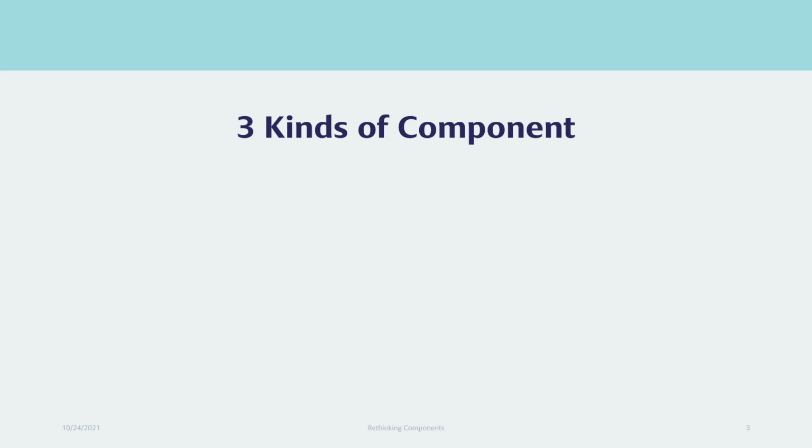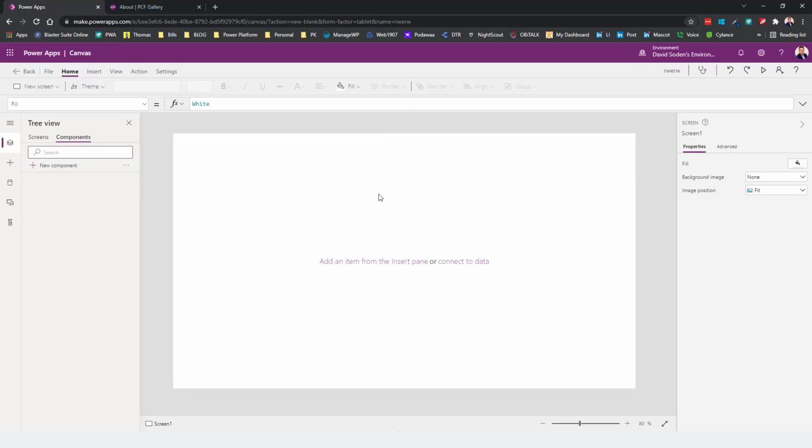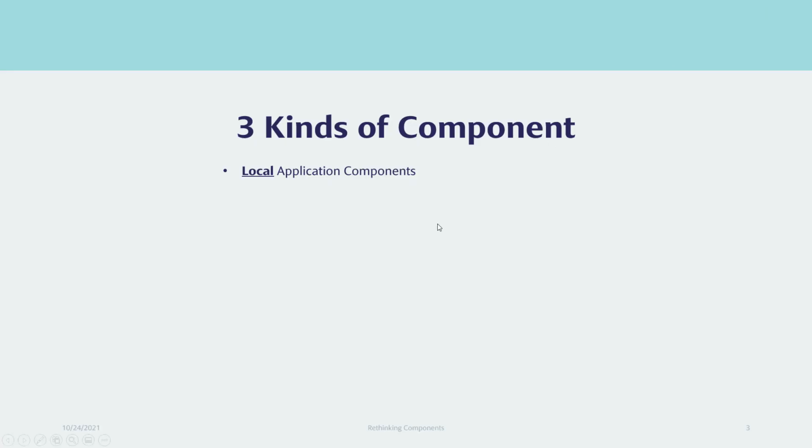So to begin, let's talk about the three kinds of components. The first one is your local application component. You may be saying, okay, local application component, or maybe you're new to components, period, and you don't even know what I'm talking about. So let's show you what a local component is. Let me kick this over into the browser, and here I am in a blank canvas app. In the tree view, here are your screens, but there's a tab here called components. If I create a new component, that's a local component. It's local to the application. It's inside of the application. That's what I mean by local component.